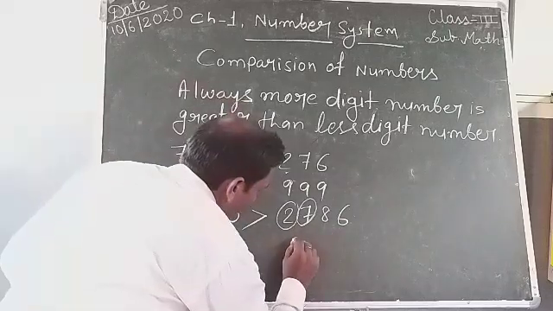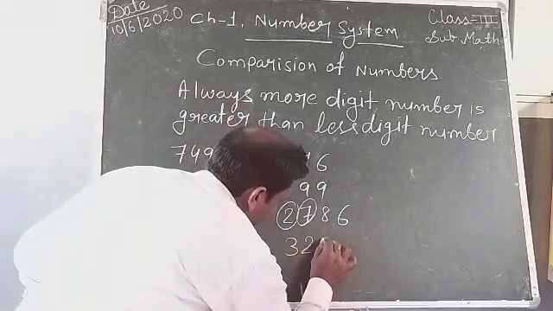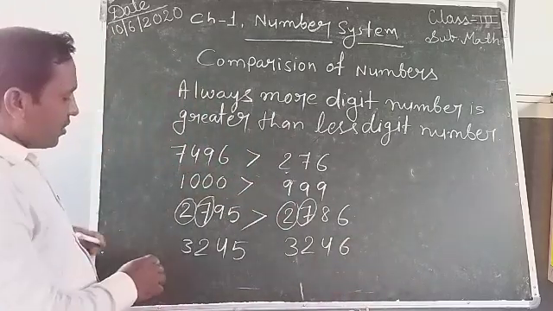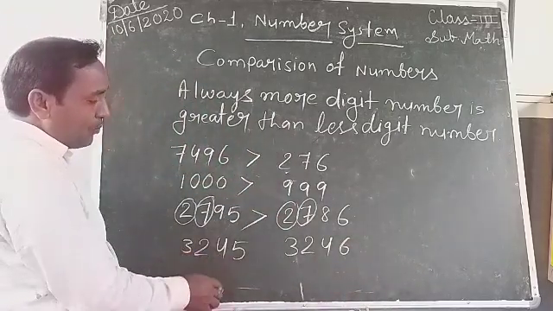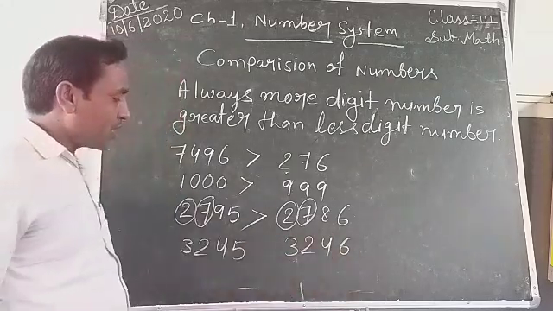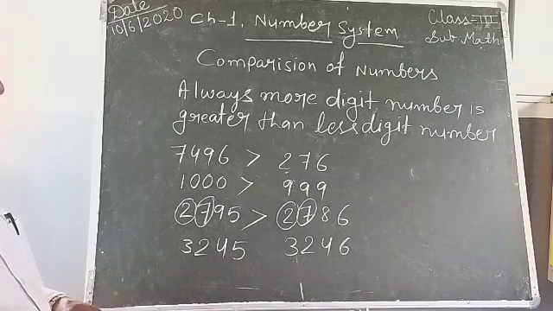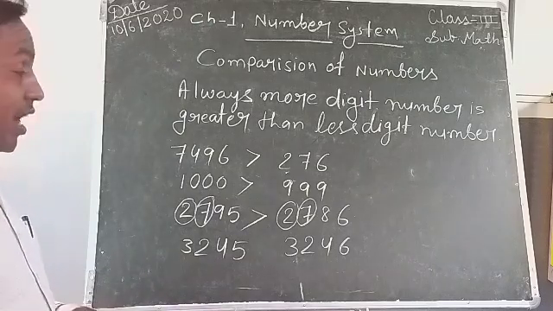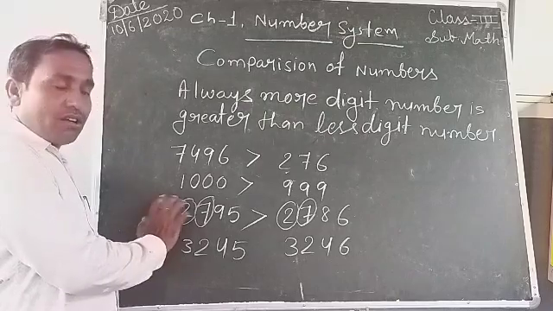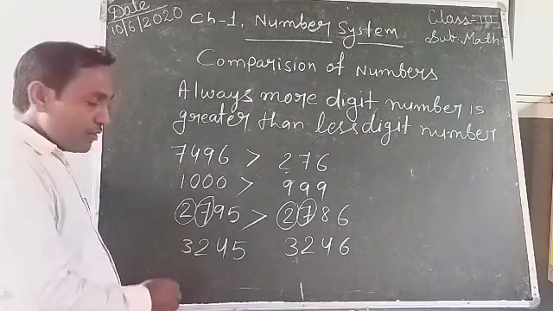Again one example, see here, 3245, and on this side also 3246. Again both sides are equal digit numbers. This side 3245, a 4 digit number, this side also 3246, a 4 digit number. Then you again see here which one is greater number. Again the same process. This question you also see.